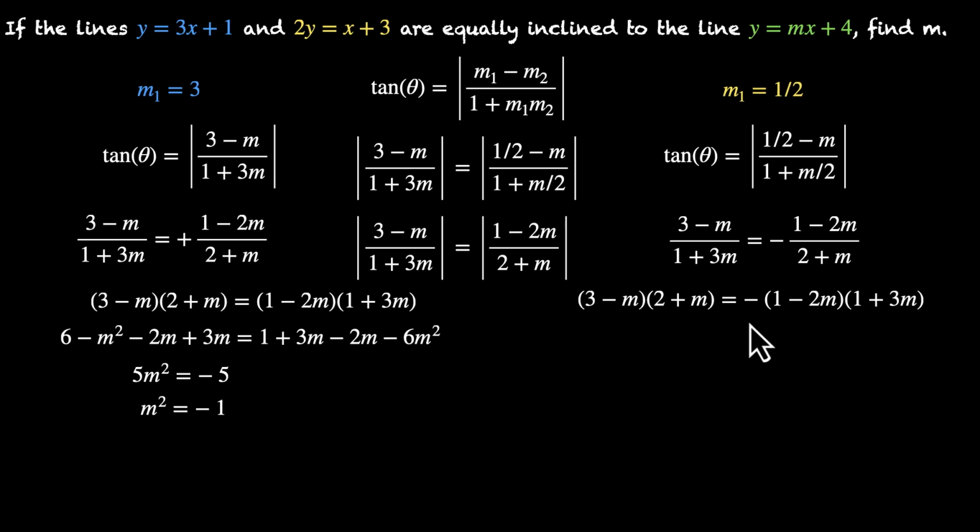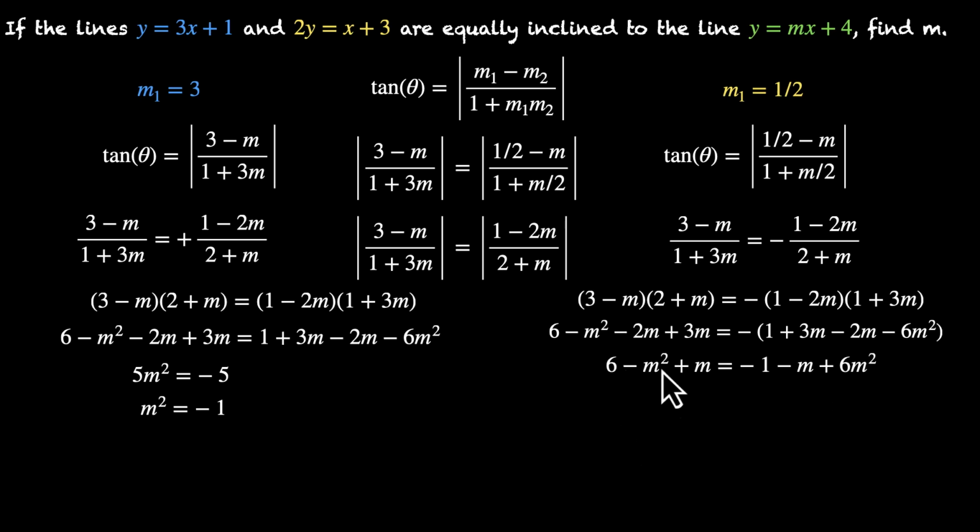Let's look at this one. Here we have 3 times 2, 6, minus m plus m square. So if we expand, it's 6 minus m square minus 2m plus 3m equals to minus of 1 plus 3m minus 2m minus 6m square. So this becomes 6 minus m square minus 2 plus 3, that's plus m, equals to minus 1. 3 minus 2 is 1, so that's minus m, minus minus plus, so that's 6m square. Can we cancel something out here? Okay, we have 6 plus 1, that's 7m square. And then we have minus m, so that's minus 2m. And then when 6 goes here, we have minus 1 minus 6, that's minus 7.